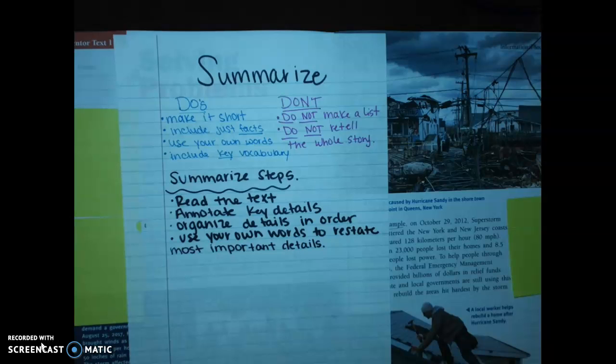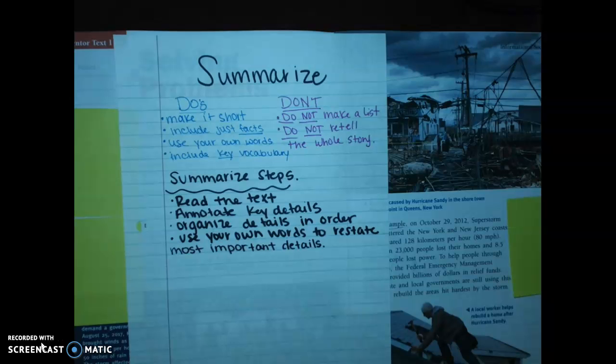So I want you to know some of the do's and don'ts of summarizing. So do make it short. Include just facts, use your own words, and include key vocabulary. Do not make a list and do not retell the whole story. So you don't need to include a main idea from each sentence.